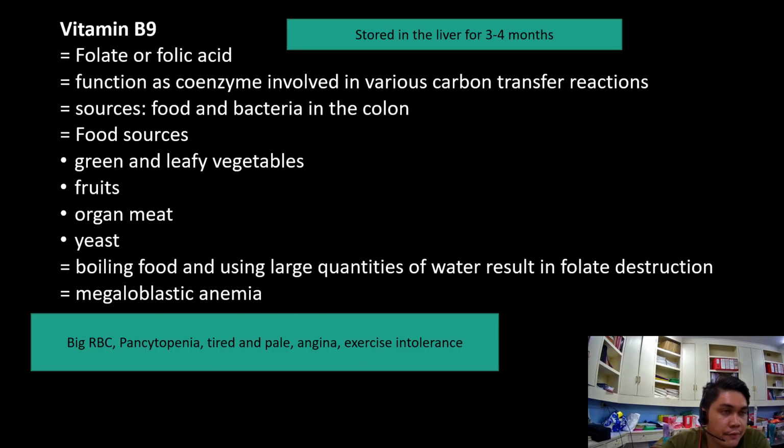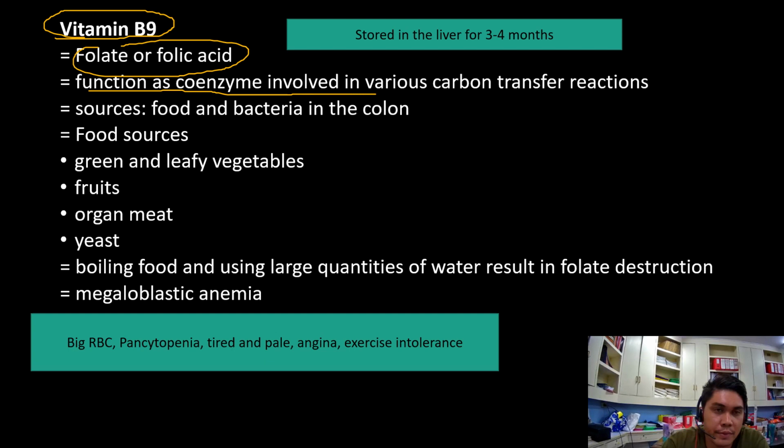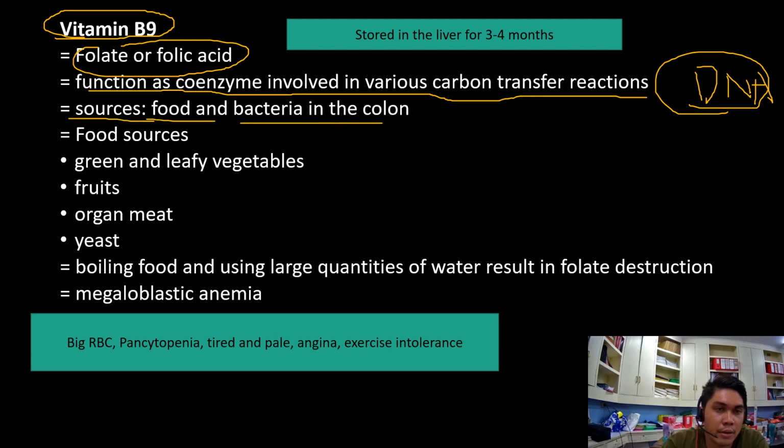Next is vitamin B9, or folate, or folic acid. It functions as a coenzyme involved in various carbon transfer reactions, and it is also important in DNA synthesis. Okay, so B9 is important in DNA synthesis. Sources: food and bacteria in the colon.